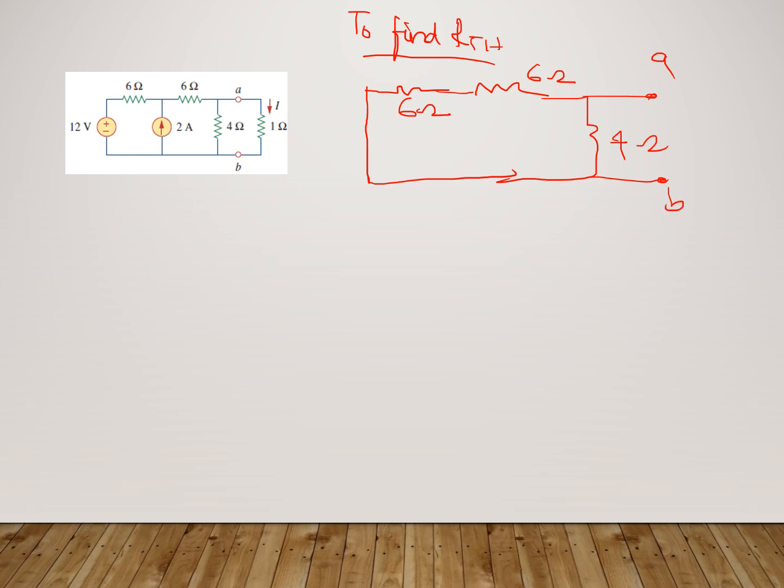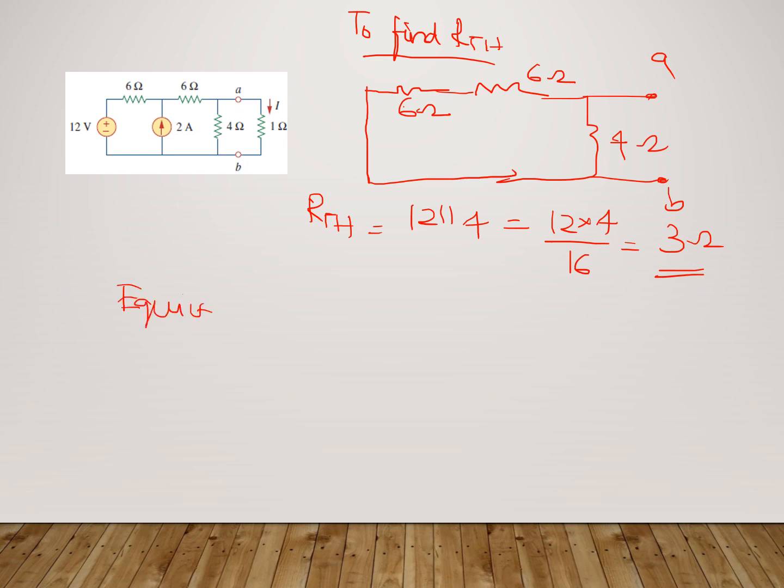So the effective resistance at the terminals AB, you can see that 6 and 6 are in series. These two are in series, and this is in parallel to 4. So your R equivalent or RTH is going to be equal to 12 parallel to 4, which gives you 12 into 4 divided by 16, which is a 3 ohm resistance.